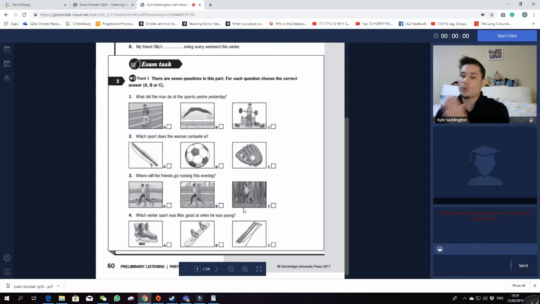Each one has a question, and each one obviously has the audio to it. Now, what I generally do is I'll read the question to them. What did the man do at the sports center yesterday? First, and I know this isn't in the exam, but I would first check if they understand what that question means. And then I'll go, cool, listen to the audio. You know the question now.